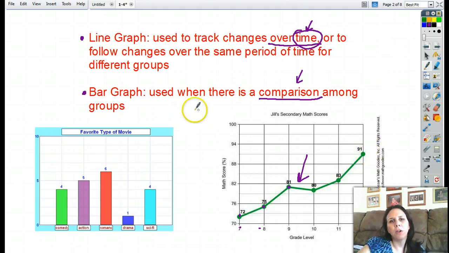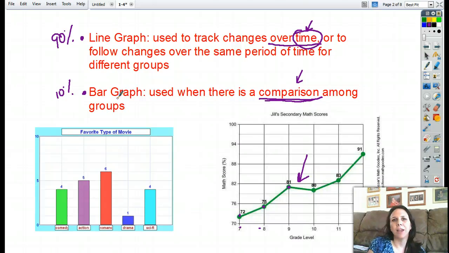So for a bar graph, you're going to use that whenever you see a comparison among groups, individuals, or so on. So line graphs, I'd say 90% of the time it's probably going to be a line graph. 10% of the time it'll be a bar graph. So when in doubt, like you just can't figure it out, when in doubt, go with a line graph. And you'll probably be right.